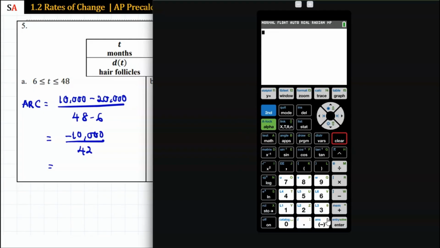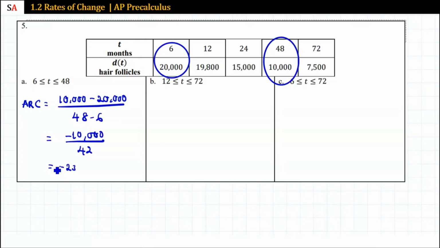So that is negative 10,000 over 42, which is approximately negative 2381. That is the negative 2381 hair follicles per month.